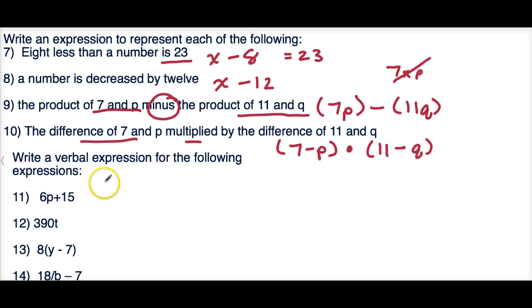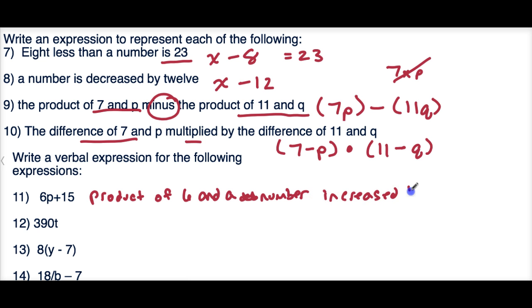For problems 11 through 14, we're writing a verbal expression for the following expressions. So these are our algebraic expressions, so now we're going to go this format. So this time we have 6P plus 15. So I'm going to say the product of 6 and a number increased by 15. And again, there's multiple ways to say this. You could put 15 more than the product of 6 and a number.